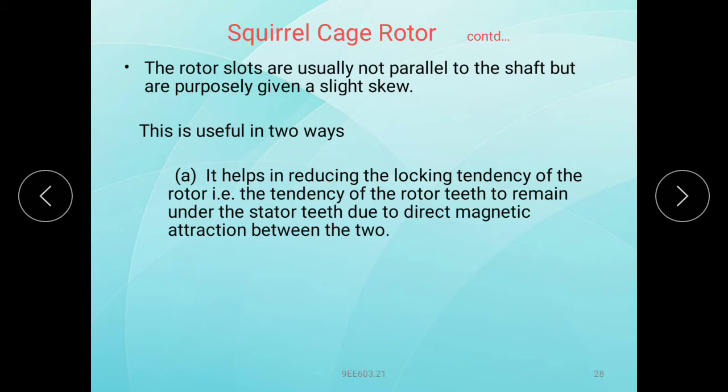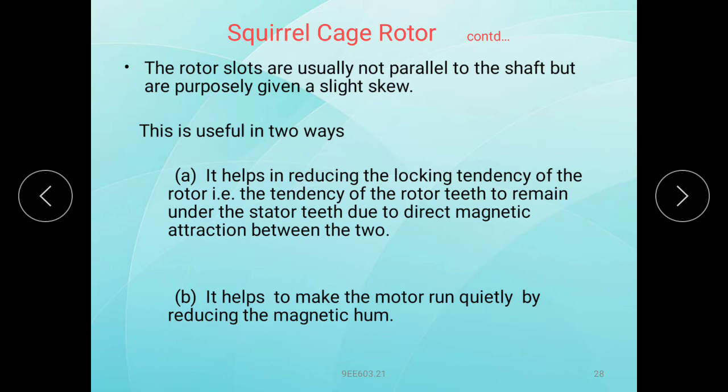The rotor slots are usually not parallel to the shaft but are purposely given a slight skew. This is useful in two ways. It helps in reducing the locking tendency of the rotor, that is, the tendency of the rotor to remain under the stator teeth due to direct magnetic attraction between the two. It also helps to make the motor run quietly by reducing the magnetic hum.